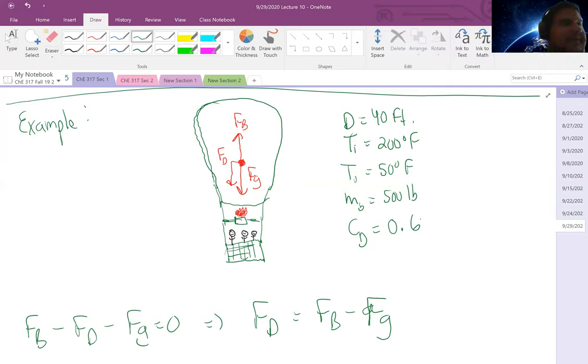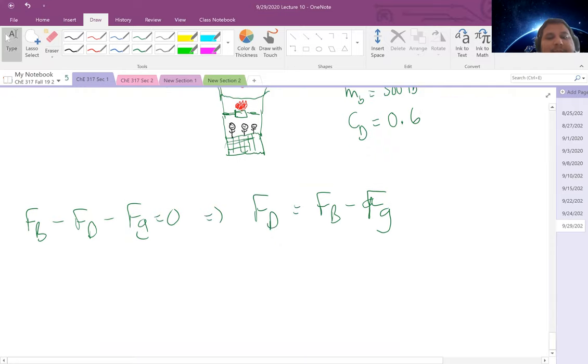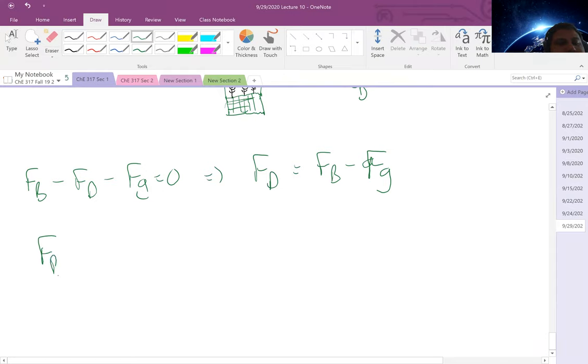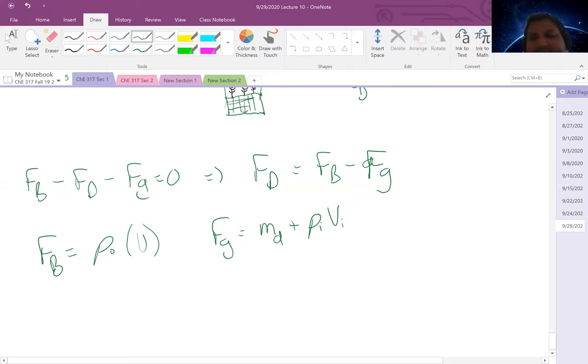So I need to find my buoyant force as well as my force due to gravity. So my buoyant force is going to be essentially the density of the fluid displaced times the volume of the fluid displaced. My force due to gravity is going to be my deflated mass plus the density of the air on the inside times the volume of the air on the inside. So this would be air on the outside. So I need two different densities to do this calculation.